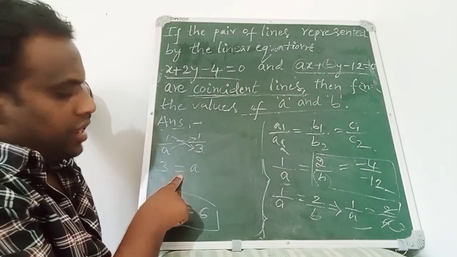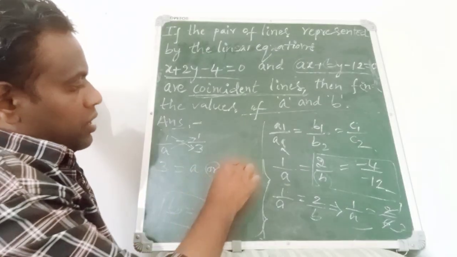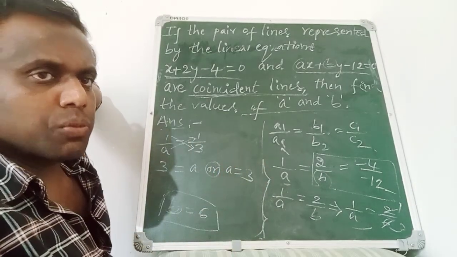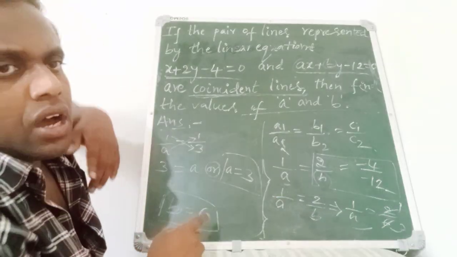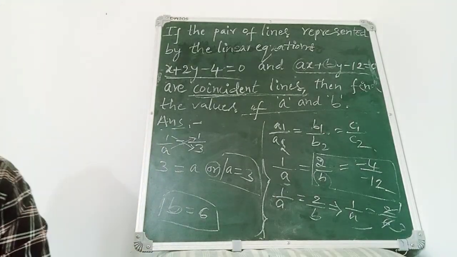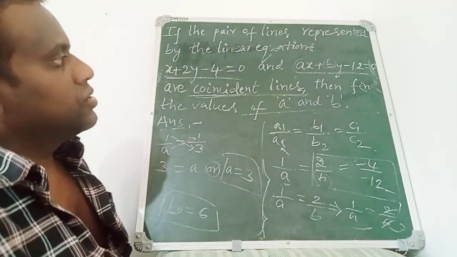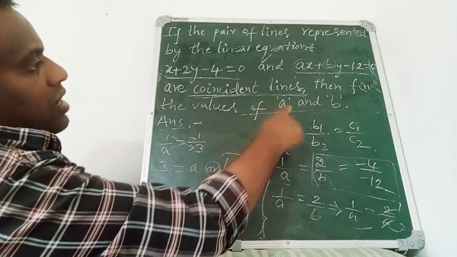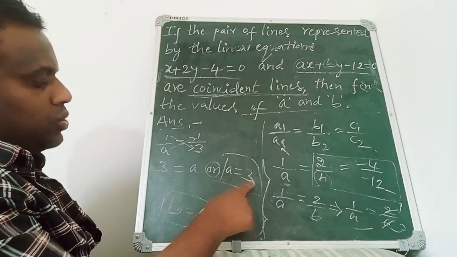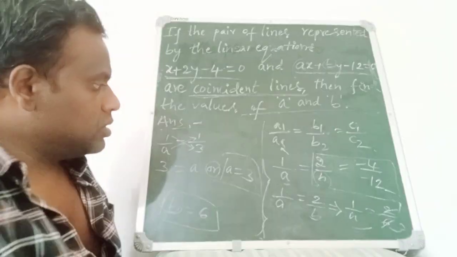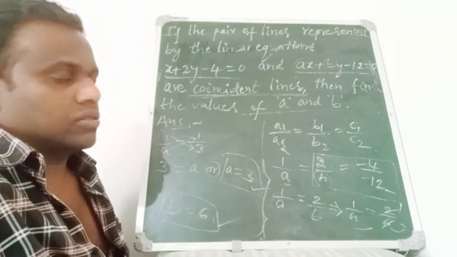See, because of this equal sign, 3 is equal to a or a is equal to 3, both are the same. So a is equal to 3, b is equal to 6 are the answers. The question asked, find the values of a and b. So according to the question, we got the values: a is equal to 3, b is equal to 6. So this is the answer. We solved the problem.